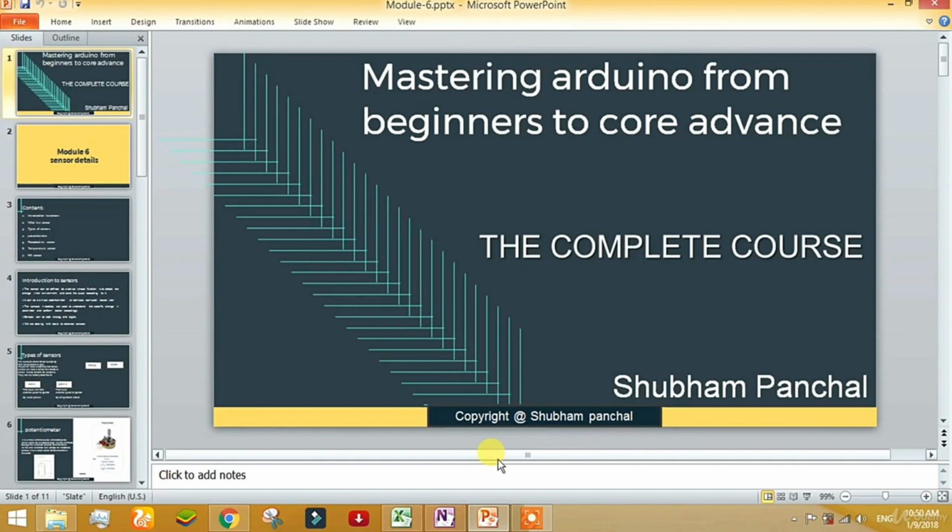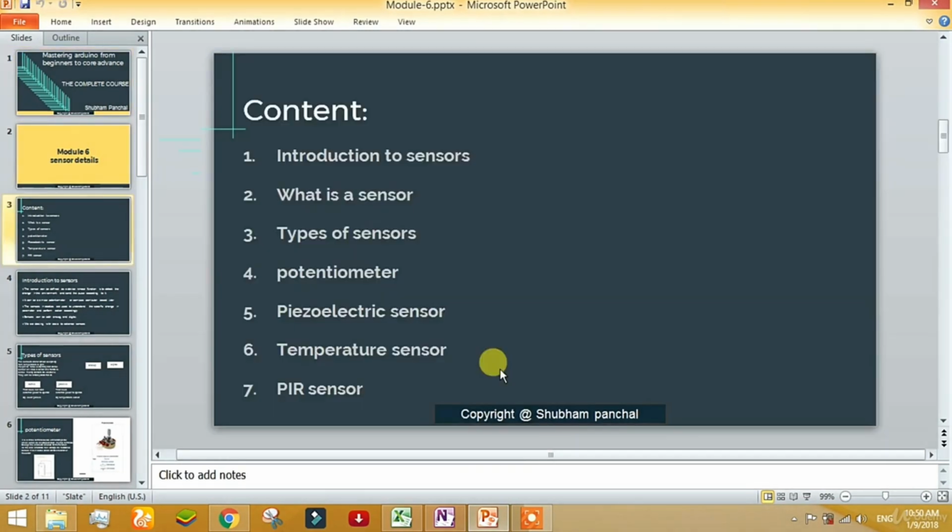Hello everyone and welcome to another module of Mastering Arduino from Beginner to Core Advanced. In this module we are talking about sensors. This is module 6.